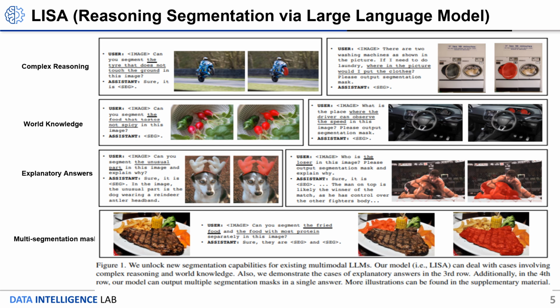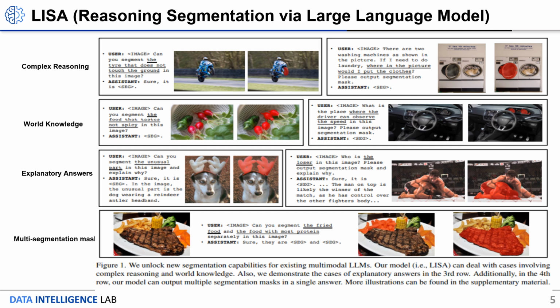In the fourth example, the middle right, the car interior, the query said, what is the place where the driver can observe the speed? Again, this involves understanding function within context. So LISA segments the instrument panel or the dashboard area. The fifth example are the wrestlers, asking, who is the loser? It requires complex visual reasoning about the action. LISA segments the person underneath and importantly also provides a textual explanation for its reasoning.